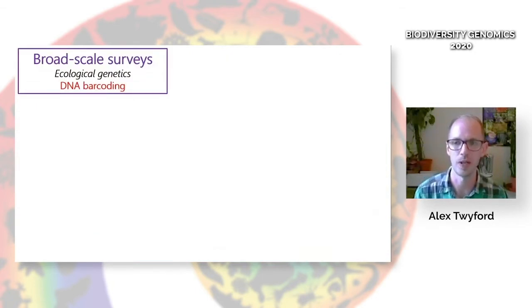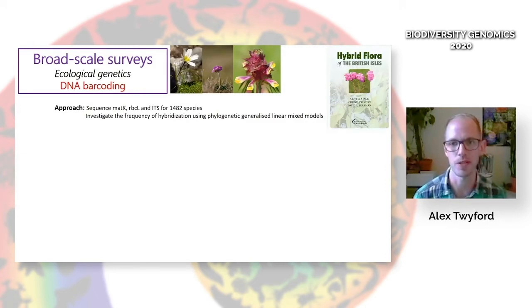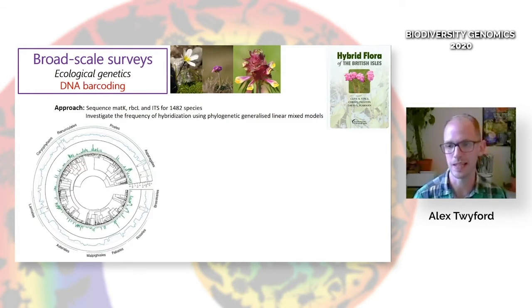So in terms of broad scale work, we've recently completed the DNA barcoding of all British native plant species. And that includes 3 loci for nearly 1,500 species. And to place this in an ecological context and to integrate our genetic data with ecological information, we've compared this genetic data to information on hybridization. This is based on Clive Stace's hybrid flora, which tells us about all British native plant species and which species hybridize. Based on this, we've completed the most comprehensive phylogeny for the British flora.